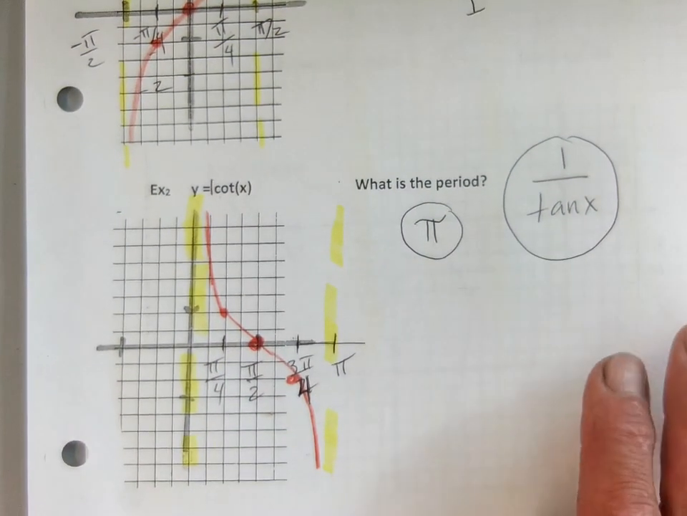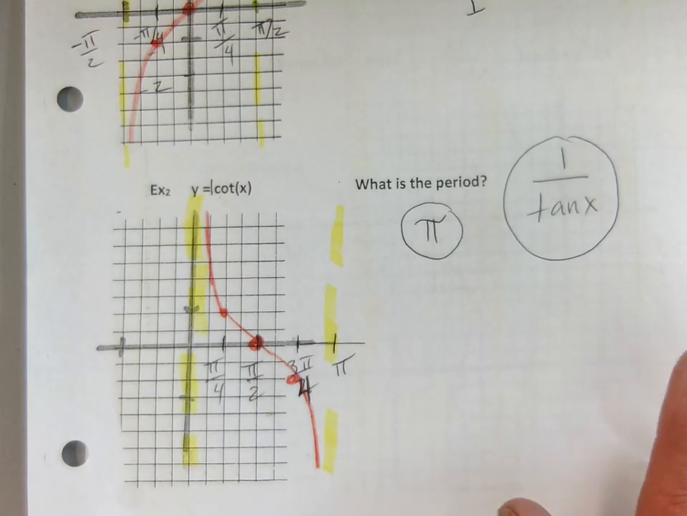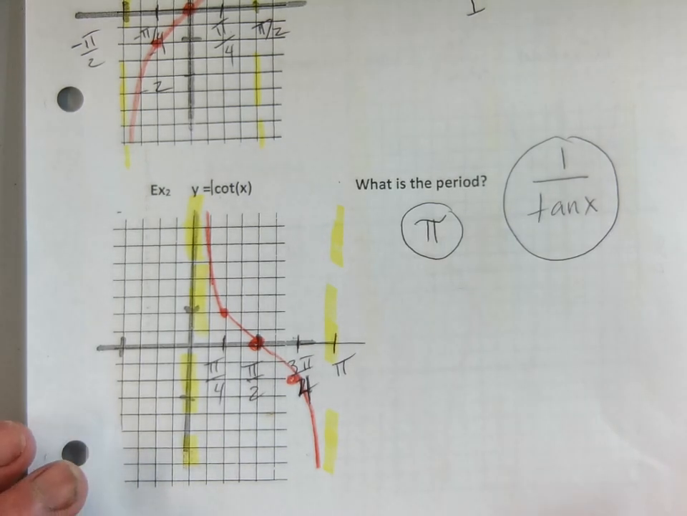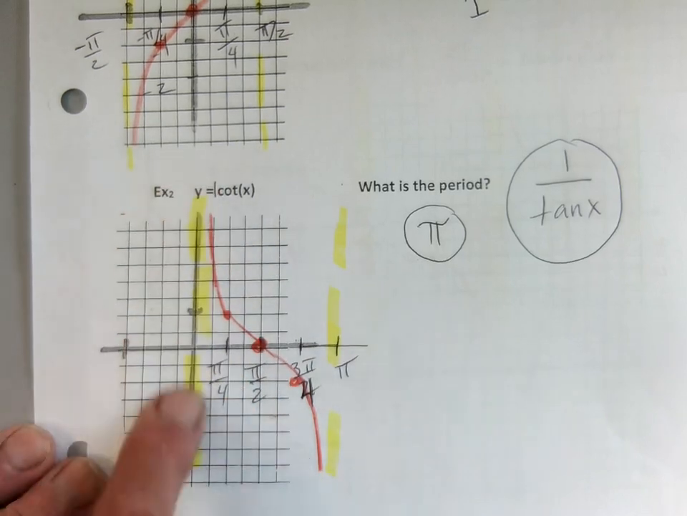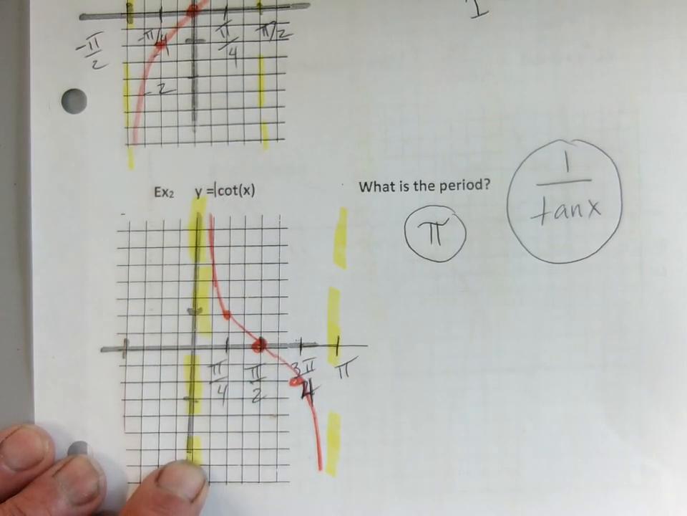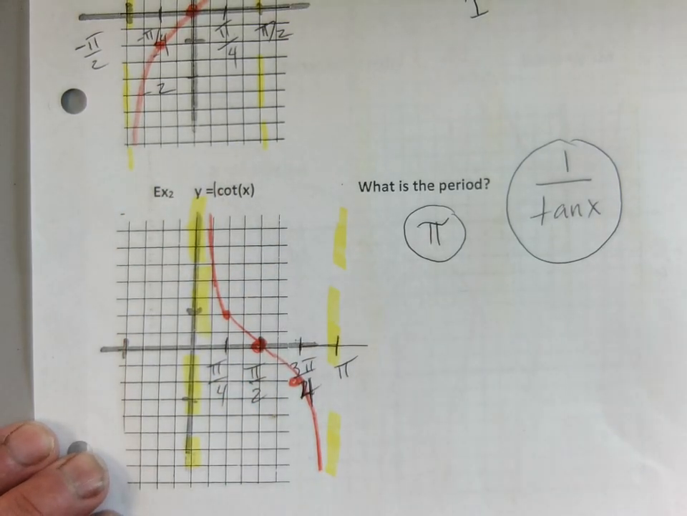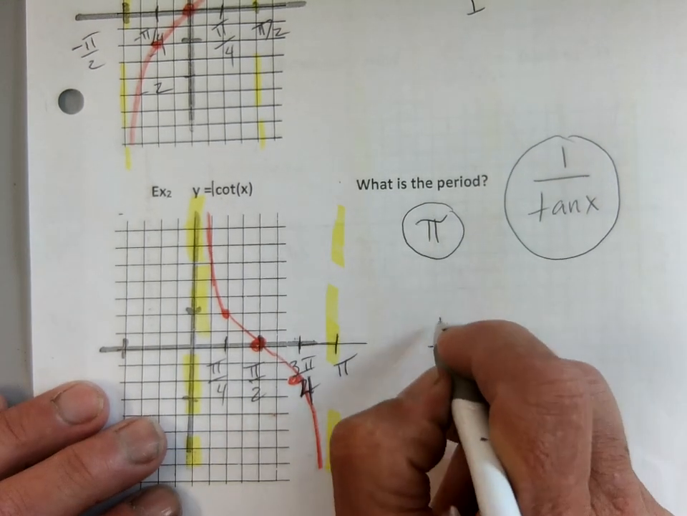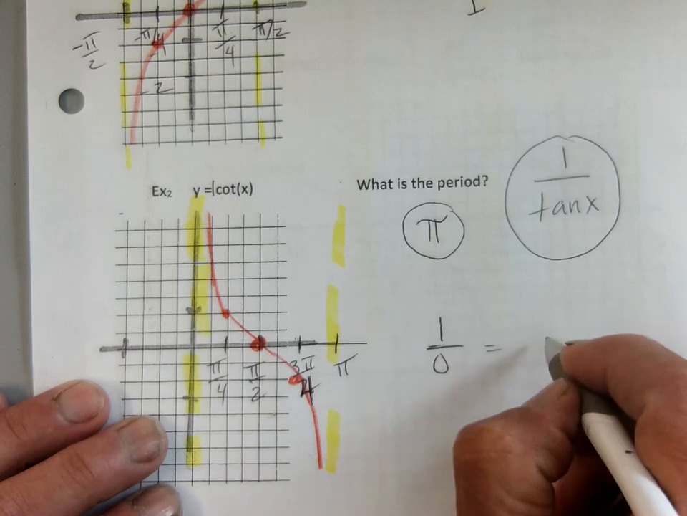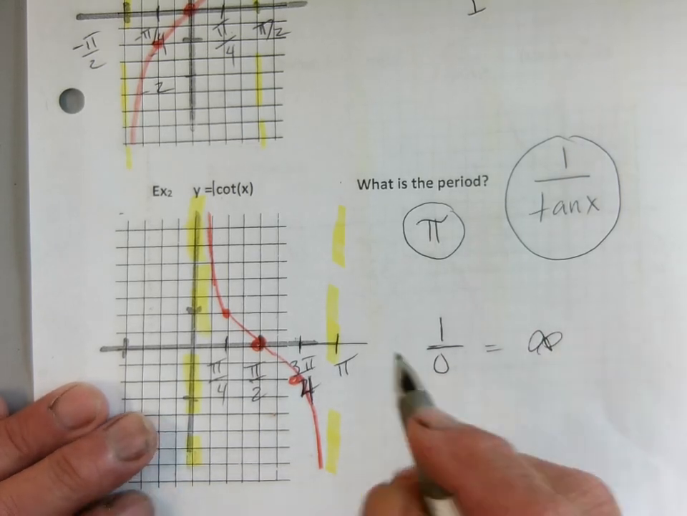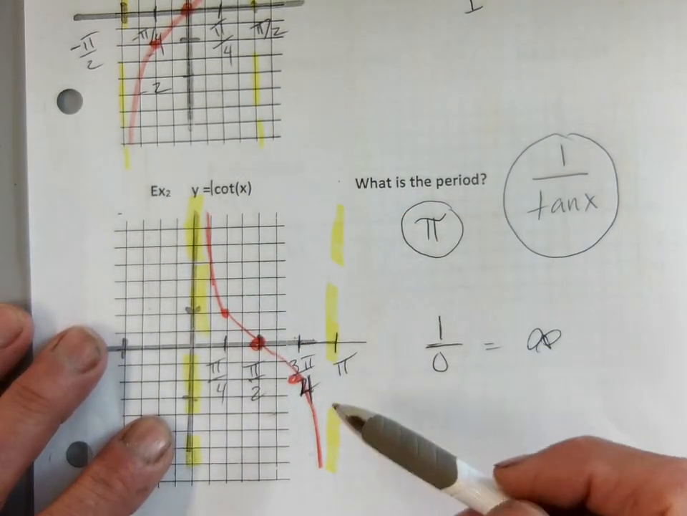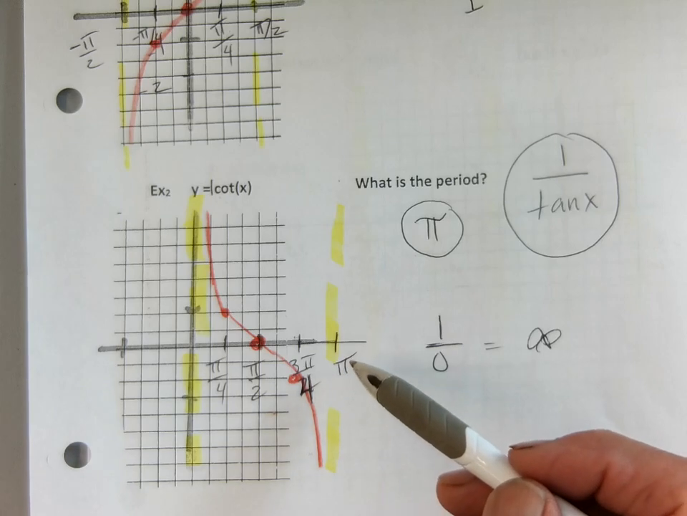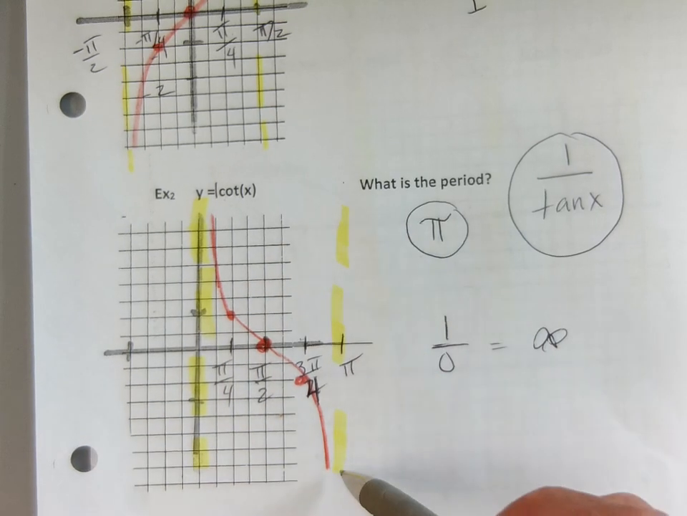Cotangent is similar, except the values are different. So with cotangent, since it's 1 over tangent, tangent is 0 at 0, so 1 over 0 is undefined, or infinity, so we put an asymptote at 0. And at pi, tangent is 0, so 1 over 0 is also undefined.